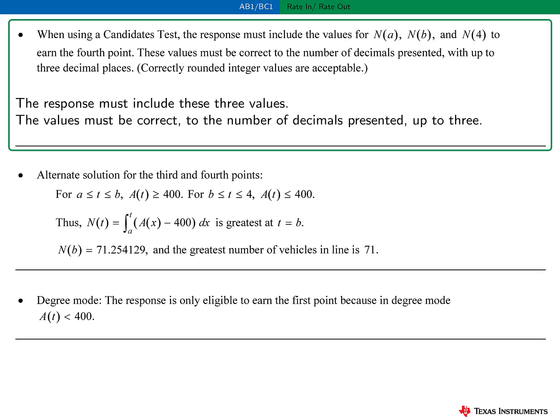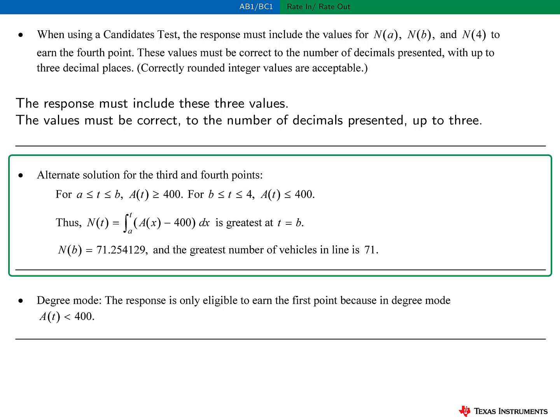If the response includes a table of values or the candidate's test as justification, then all 3 values, n of a, n of b, and n of 4, must be presented, and the values presented must be correct, up to 3 decimal places. Here, correctly rounded integer values are acceptable. Remember, the question asks for the nearest whole number.